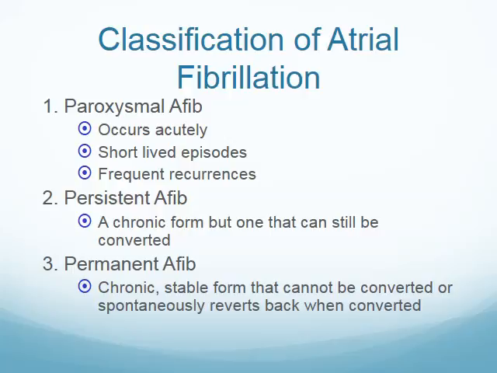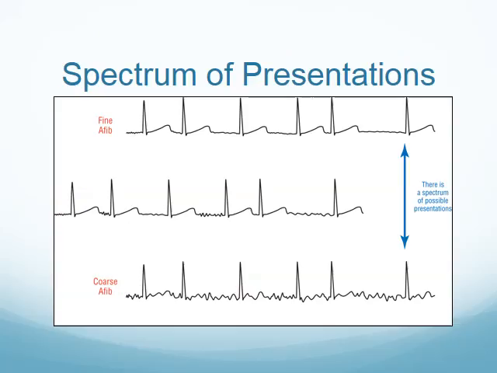There are different classifications of atrial fibrillation. You can have paroxysmal AFib, an acute episode that's usually short-lived but does recur over time. You can have persistent AFib, which is a chronic form that can be converted back into a sinus rhythm or some other rhythm. And then you can have permanent AFib, which is chronic and stable, and it can't be converted, or it can be converted, but it always comes back to AFib.